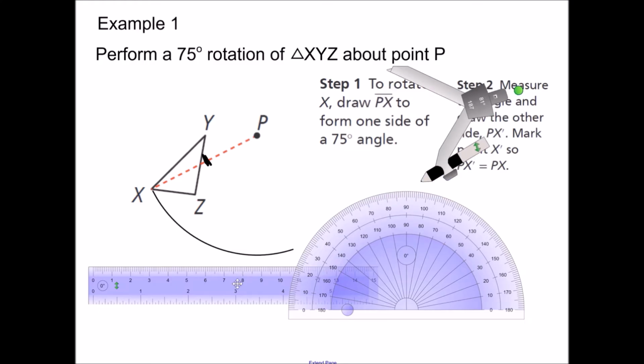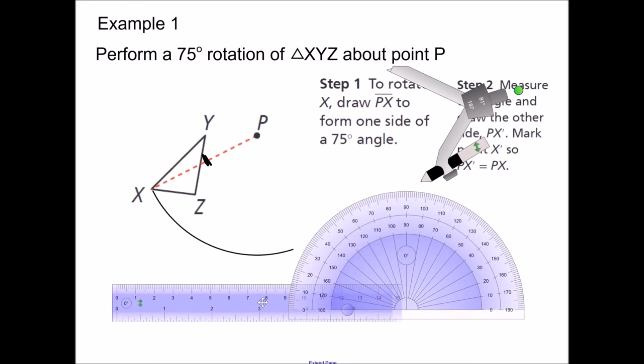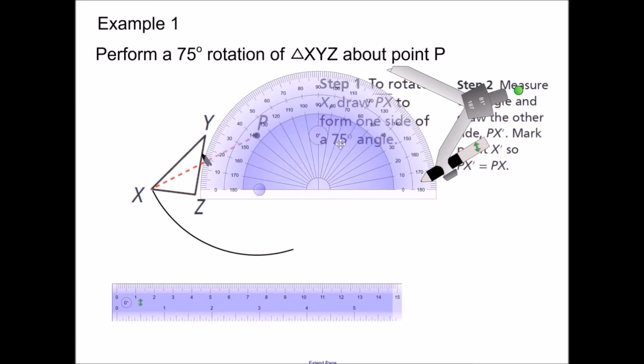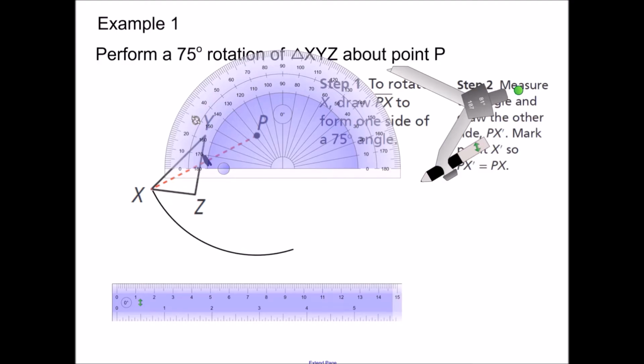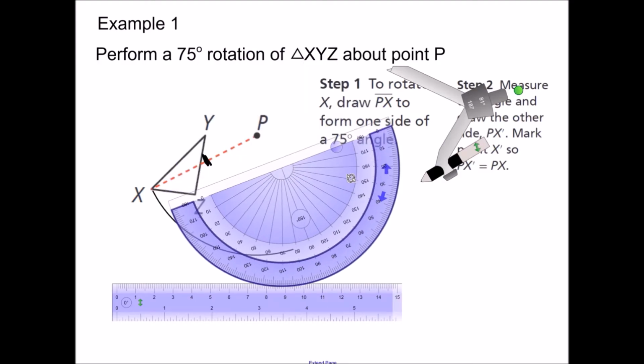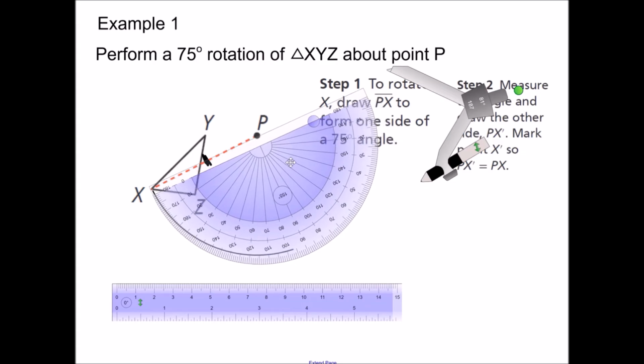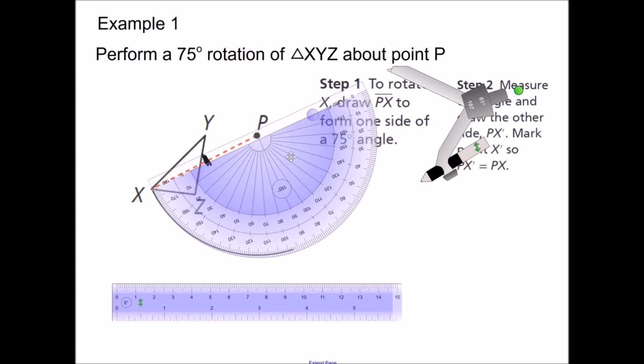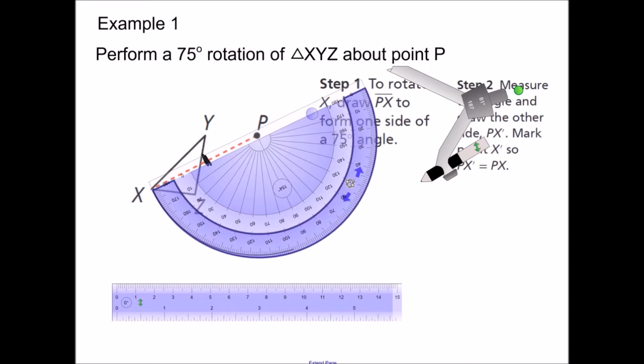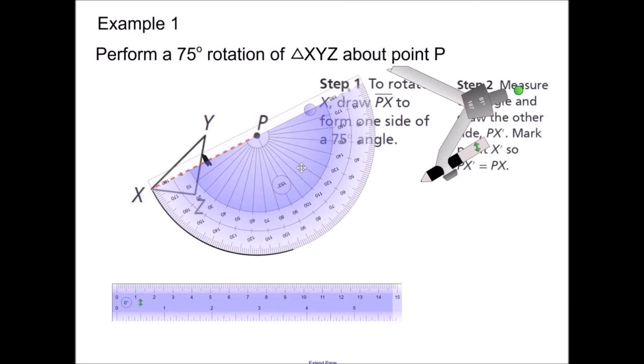Okay, so we know that we need to measure 75 degrees. I'm going to take the protractor and try to line it up like this so that I can measure the angle. Line up the leg like this, with the orange here. We're going to be using these top numbers here: 10, 20, 30, 40, 50, 60, 70. So 75 degrees is between 70 and 80.